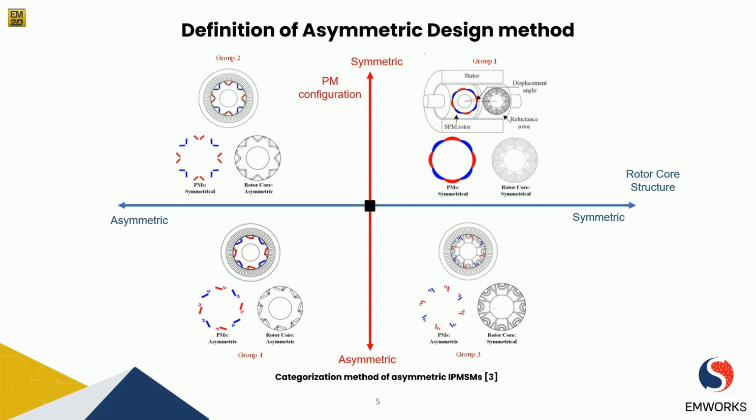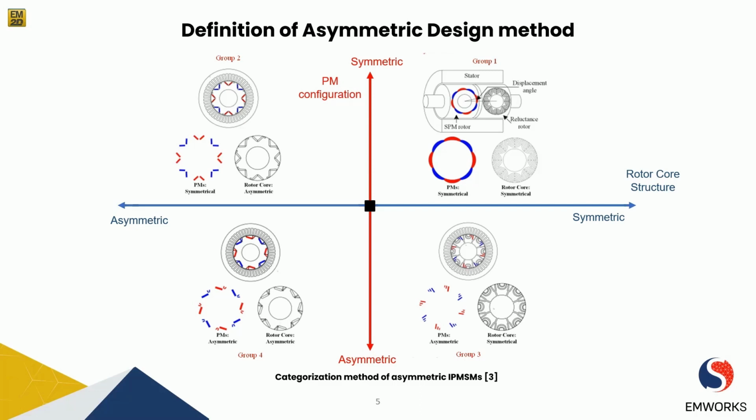In group 2, we have a completely symmetrical configuration of permanent magnets, but from the perspective of the cross-sectional view, we have an asymmetric rotor structure, and as a result we can also call it asymmetric design. In group 3 we have an asymmetric PM configuration, and the rotor is symmetrical. And in group 4, both PMs and rotor cores have asymmetric configuration, and it can also provide a different performance compared to the other 3 groups.